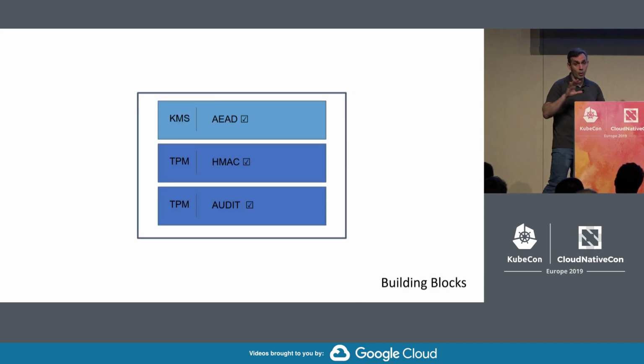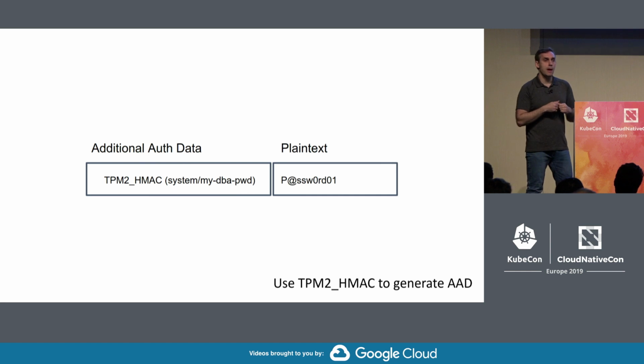So now we understand all the technology we need to build the solution, so this is the main idea. What if we use TPM to produce the additional authenticated data? Concretely, we can take the key of the secret, take it through the HMAC function on the TPM, which produces a value that uniquely identifies the secret. But the trick is that this value can only be produced on the same TPM. This operation can only be reversed on the same TPM that produced the encryption.